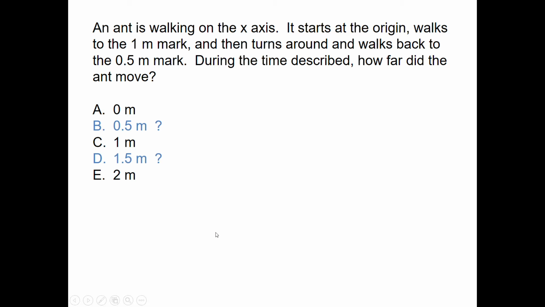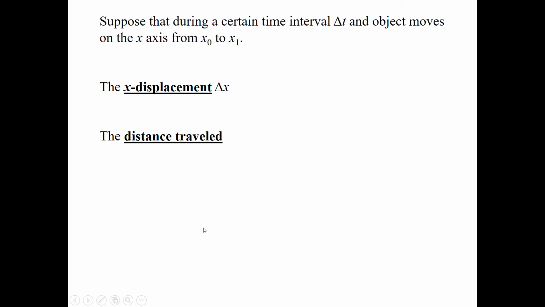And so these correspond to two different notions of how far something moved that we're going to tease out right now. Okay? Let's suppose, just like in that ant example, that during a certain time interval, which we'll call delta t, an object moves on the x-axis from position x0 to position x1. So x0 and x1 just represent some values like 0 meters and 0.5 meters. We're going to tease out the difference between those two concepts. One is called the x displacement, we'll call that delta x, and one is called the distance traveled.